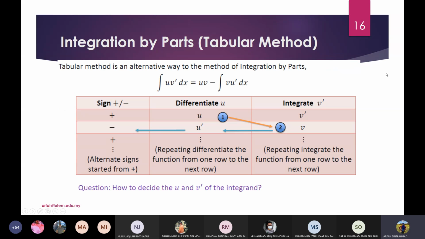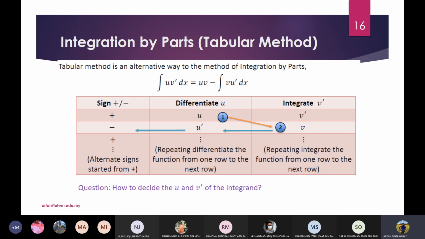So another best way is to use the integration by tabular method. So what is tabular method? It is an alternative way to the method of integration by parts, where if you want to find the integration of uv prime dx, it will be equal to uv minus integration of vu prime dx.